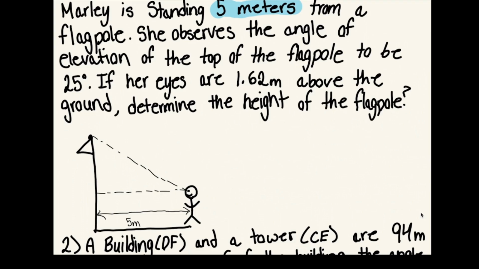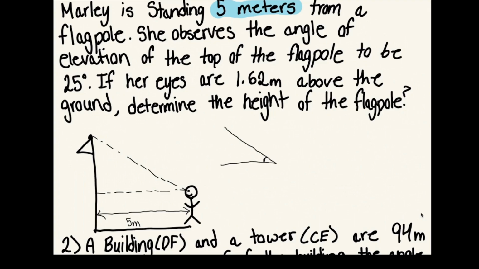She observes the angle of elevation of the top of the flagpole to be 25 degrees. Here's some terminology you're probably going to need to know: angle of elevation. What is angle of elevation? It's not that hard. Think about it, elevation. When we're doing trig, we have two things, angle of elevation and angle of depression. An angle of elevation is something that looks like this and is going up, like if somebody's looking up, in an upward position. Think of linear: a positive slope is going up.